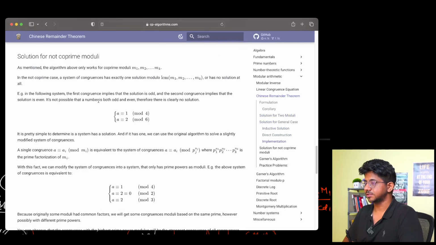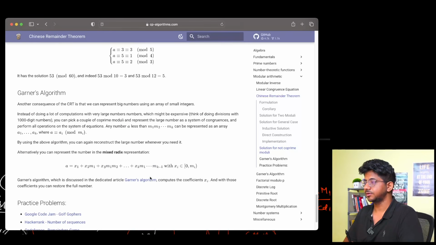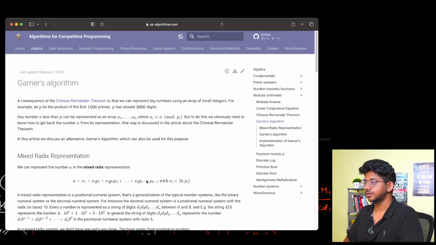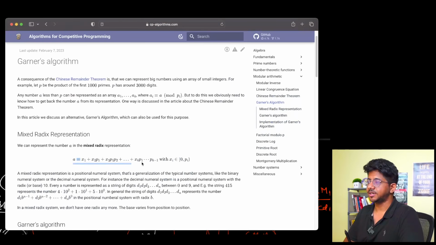For non-coprime, there is an algorithm called Garner's algorithm. I'll go to that blog real quick. It is basically used to find out with a certain amount of precision if you want to do that. For our cases, we mostly don't need this.